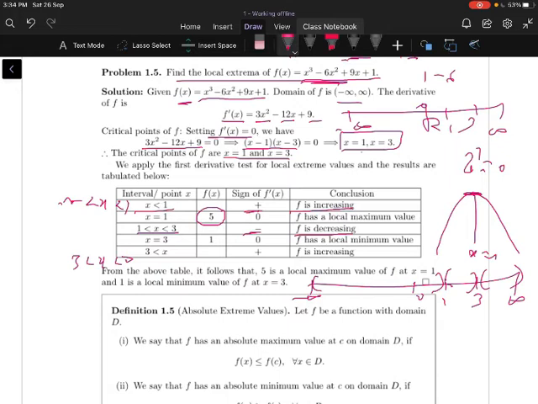That is 1 cube minus 6 times 1 square plus 9 plus 1. So 9 plus 1 is 10, minus 6 is 4, plus 1 is 5. So 5 is the local maximum value. Similarly, you take x equal to 3. f dash of x is 0 at x equal to 3. And what is f of x here? f of x at x equal to 3 is 1.